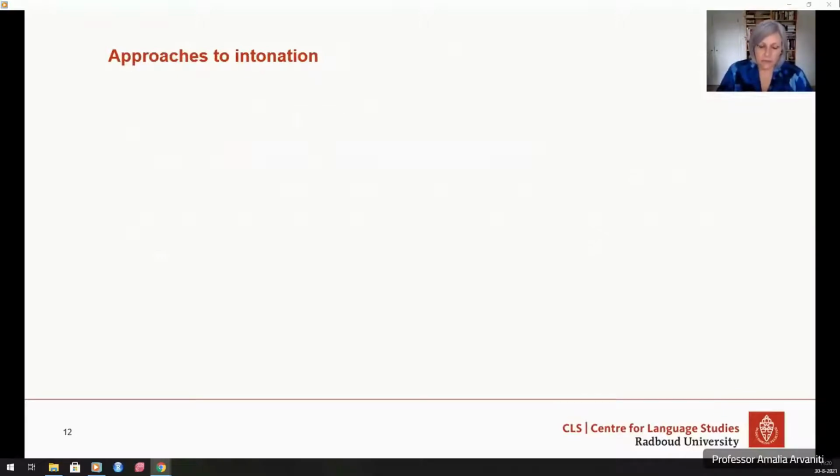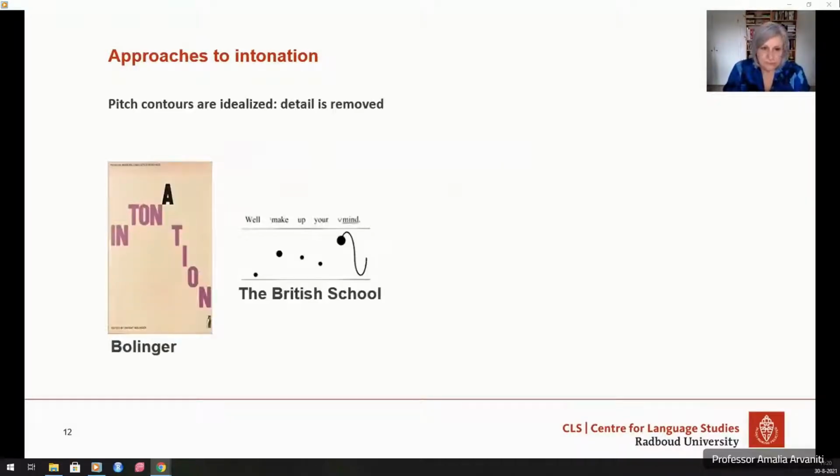Now, there are various approaches to these challenges that I mentioned, and I would like to briefly say a few things about some of them. On the one hand, we have some traditional methods. You may be familiar with some of them, especially if you come from an applied linguistics background. You may be familiar with the British school, for example. In models like that, pitch contours are idealized. So basically, you have graphic representations that are like smoothed out versions of the F0 curves you will get from Praat. The problem with those is that because the detail is removed, you cannot actually use them for modeling.